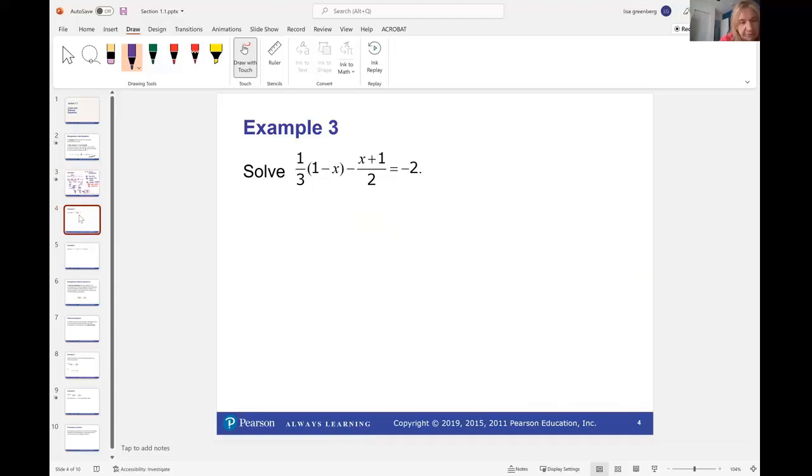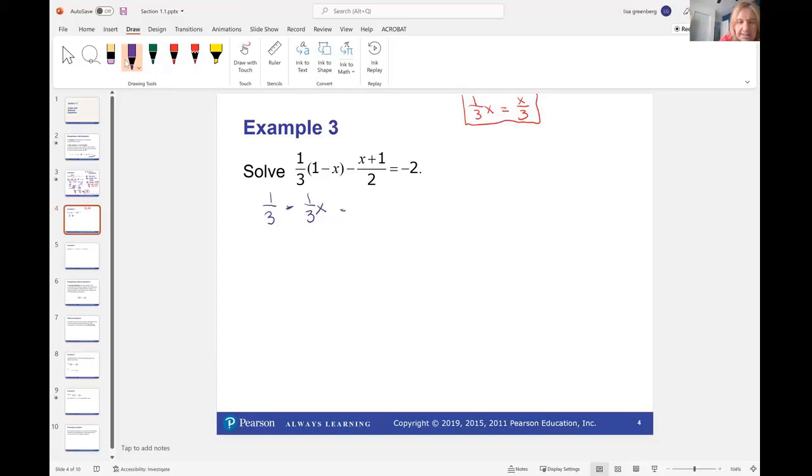The first thing I'm going to do is distribute. So I have 1/3 times 1 is 1/3 minus 1/3 times x is 1/3 x. You can write that as 1/3 x or x over 3. 1/3 x is the same as x over 3. So whichever way you want to write it is fine.